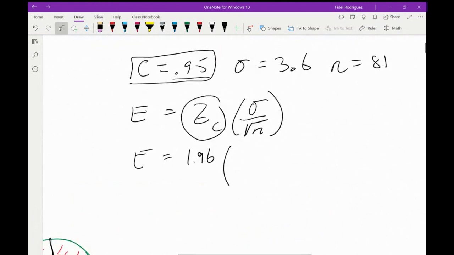And then my sigma was already given to me. This was a 3.6 divided by the square root. They already gave me my N value. This was an 81. And then, guys, I'm going to do this exactly on my calculator, just like I see it right here. So let me stop sharing this portion for you, and let me share my calculator so you can see what I'm trying to do.